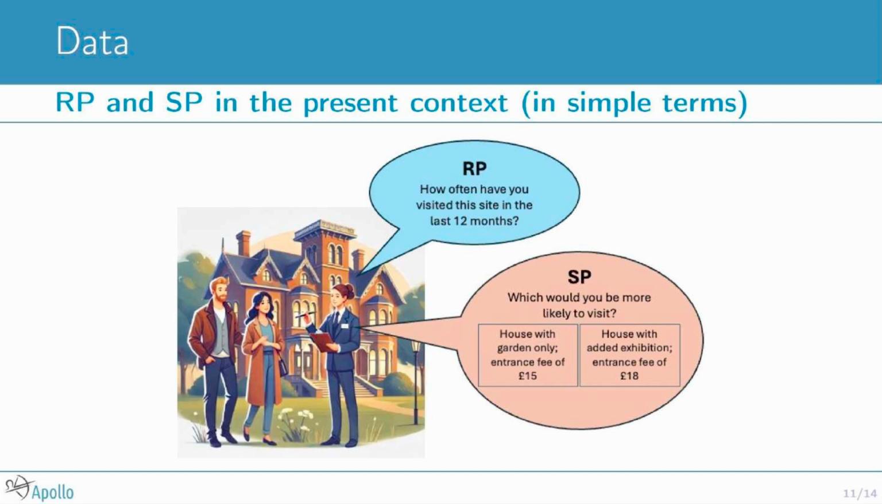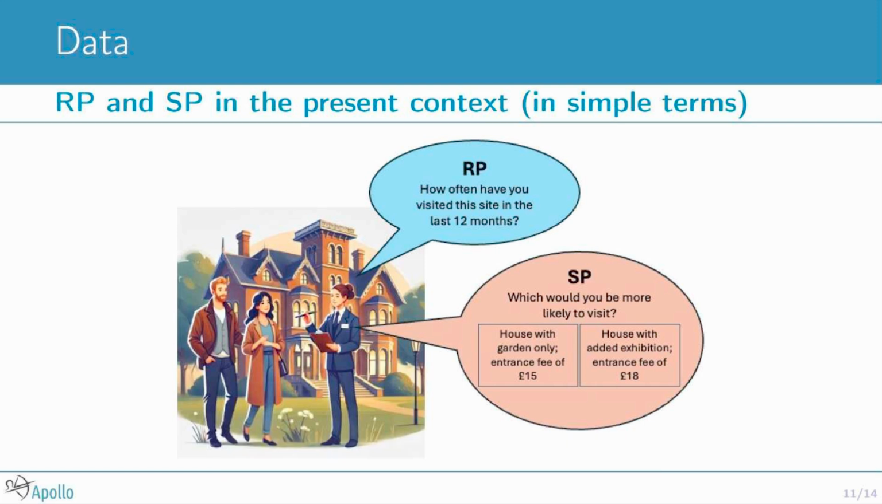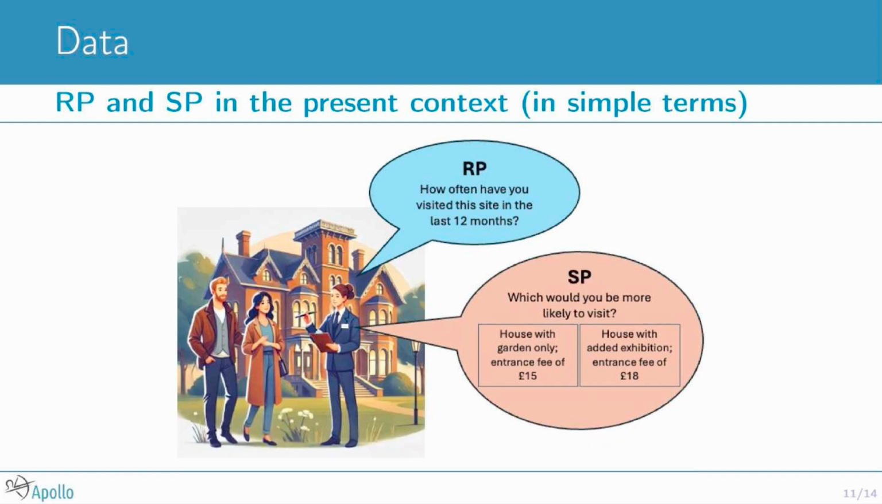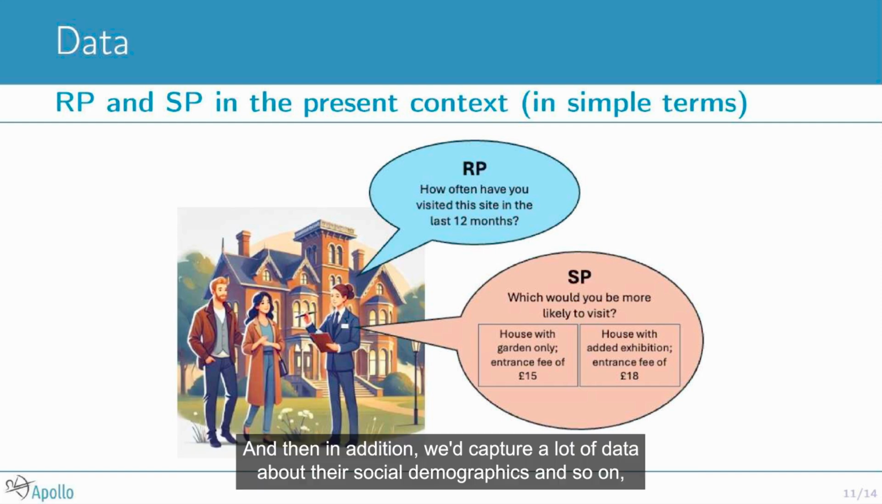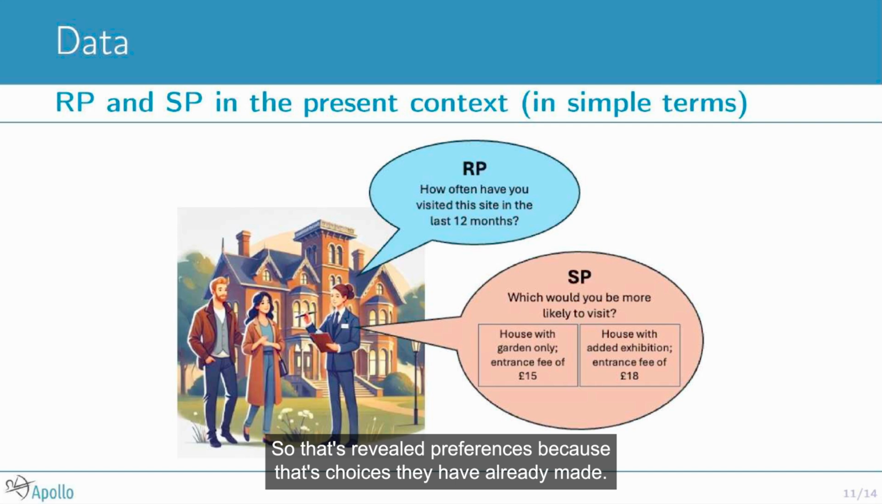We have the person with the clipboard here, who is the interviewer, and then we have our two visitors. A revealed preference question would, for example, be: how often have you visited this site in the last 12 months? And then in addition, we'd capture a lot of data about their sociodemographics and so on, and maybe also what other sites they have visited. So that's revealed preferences, because those are choices they have already made.